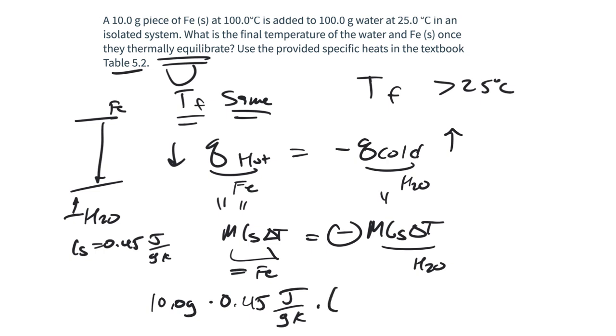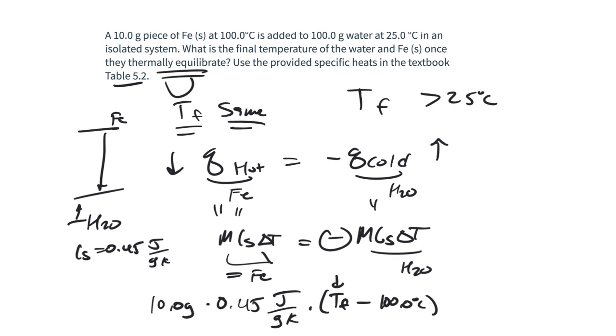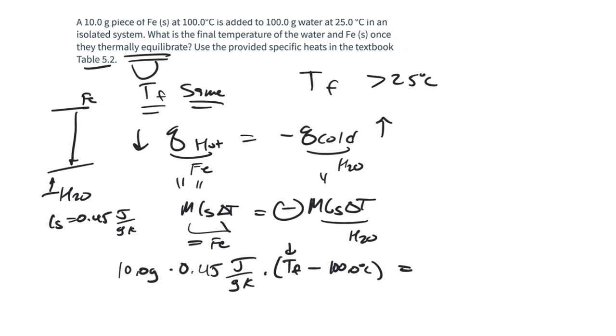And so a delta T is our T final, which we don't know. Our T initial, we do know for iron was 100 degrees C. So this is what we're going to solve for eventually. That's what we want to know: what final temperature does the iron equilibrate to? And then we're going to set that equal to that for water, the negative mass of water. We had 100 grams of water given to us in the problem, 4.184 joules per gram Kelvin. And then it's T final, which we don't know. Its T initial is 25 degrees C.